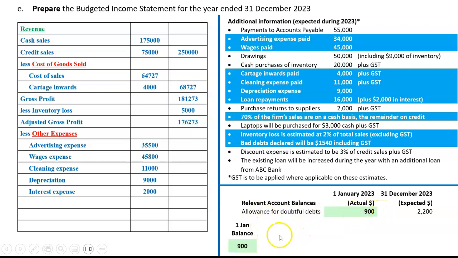It says here on the 1st of January, I've got this pool of funds for $900, and it's just an allowance for people I think might go bankrupt and not pay me back. And I think there'll be $900 worth of people.